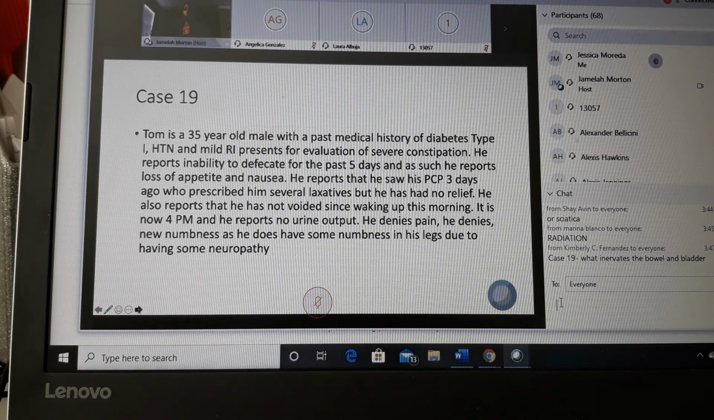Perfect. And then, oh no, someone has an answer for case 19, but I know we're kind of still starting on it, so I won't share it yet. Everyone can see it, but okay.